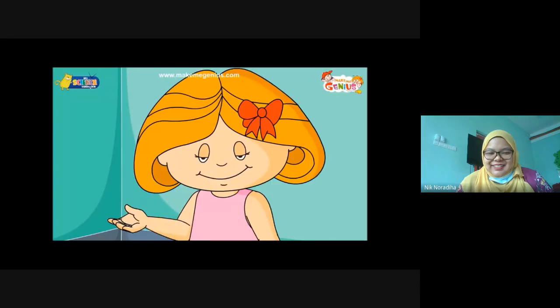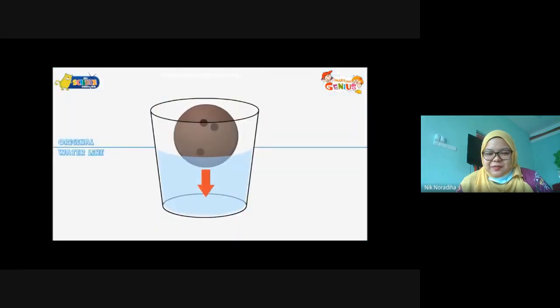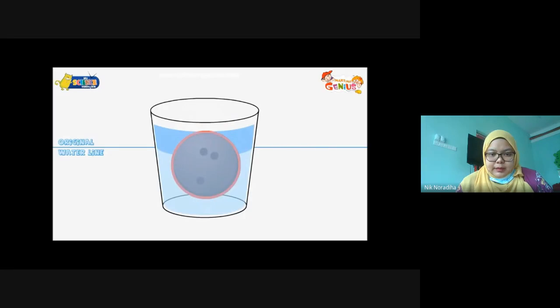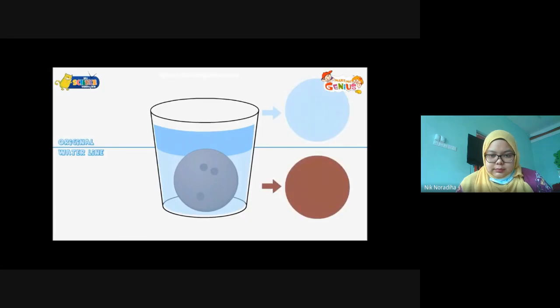That's right. As the ball moves down, it pushes the water up. Once the ball is completely underwater, it has all the space it needs. Then the water stops moving. The volume of the displaced water is equal to the volume of the ball. But volume is not what makes the ball sink. The ball sinks because it's heavy.